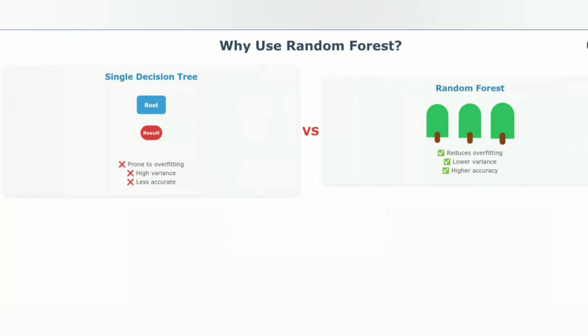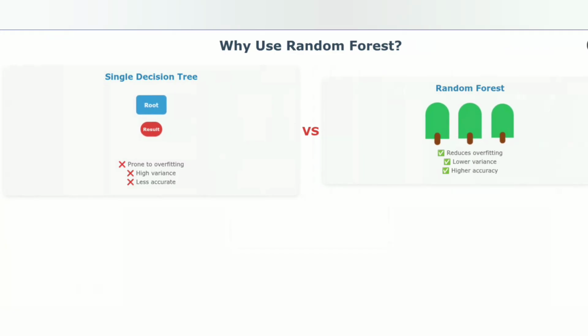Random forest solves these problems through the wisdom of crowds. By combining multiple trees, it reduces overfitting because individual trees might make different mistakes, but the majority will typically be correct. This dramatically reduces variance and increases accuracy. It's like having a panel of experts instead of just one. Even if one expert has a bad day, the collective decision is usually sound.